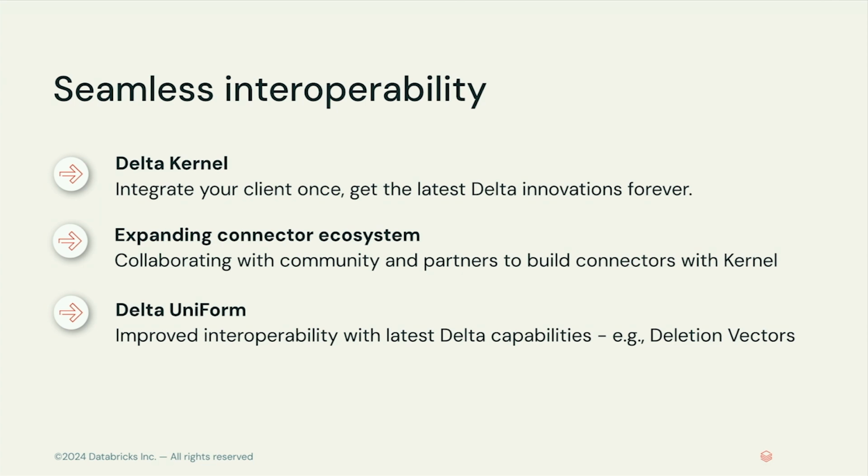And then finally, Delta UniForm. One of the things we really want to make sure we're enabling for customers is improved interoperability with the latest Delta capabilities like deletion vectors, with Delta UniForm. There's an analogous feature in Iceberg, position deletes, to deletion vectors. What we want to do is enable interoperability between those features across the formats as well, so you're able to get all of that with this incredible interoperable connector ecosystem.